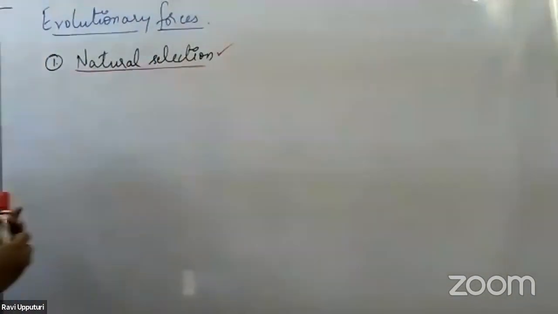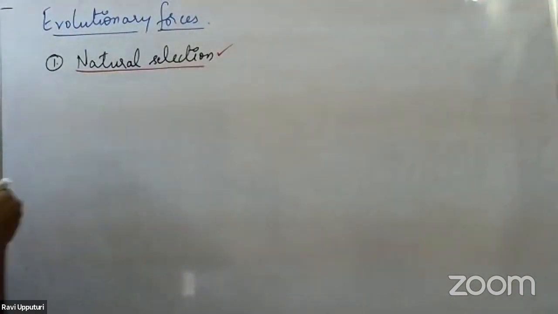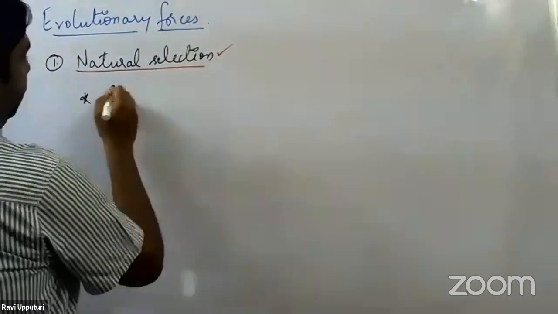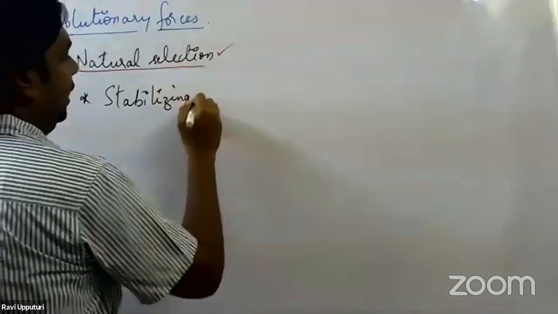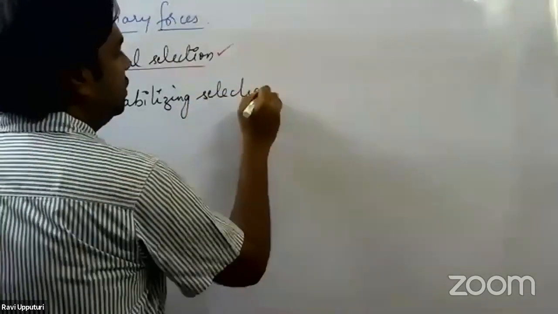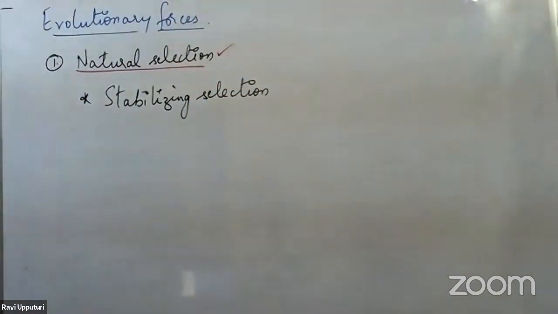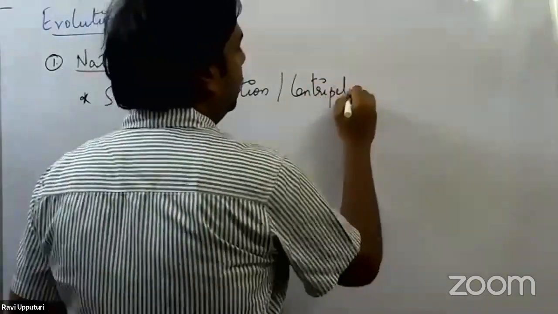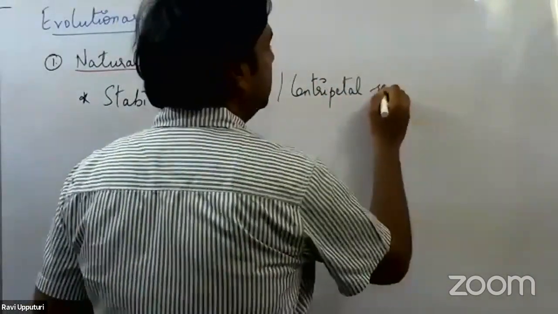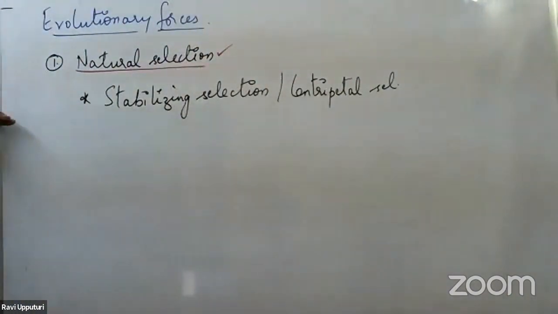There are 3 different types of natural selection which have been identified. The first type of natural selection is called stabilizing selection. This stabilizing selection is also called centripetal selection. Either stabilizing selection or centripetal selection.